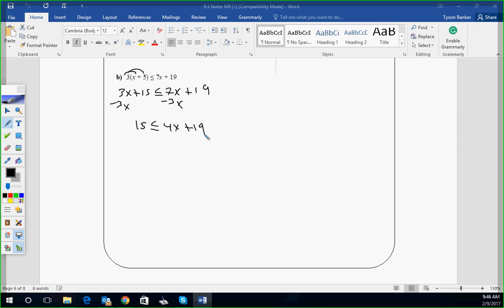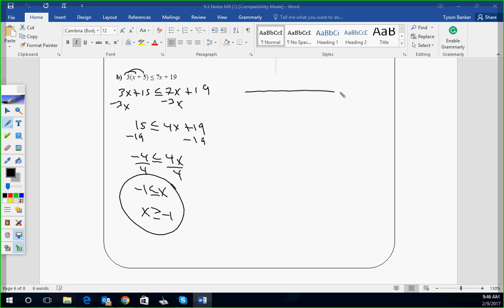Minus the 19. Divide the 4. Both of those are the solutions. Greater than or equal to -1, or -1 is less than or equal to x. So we can graph that. Do -1, solid dot to the right.